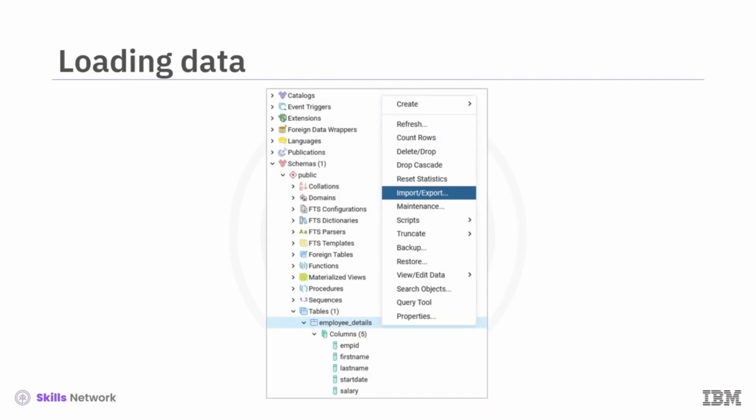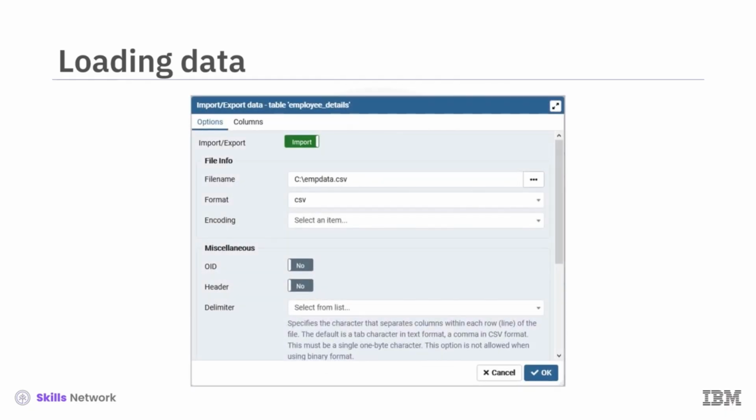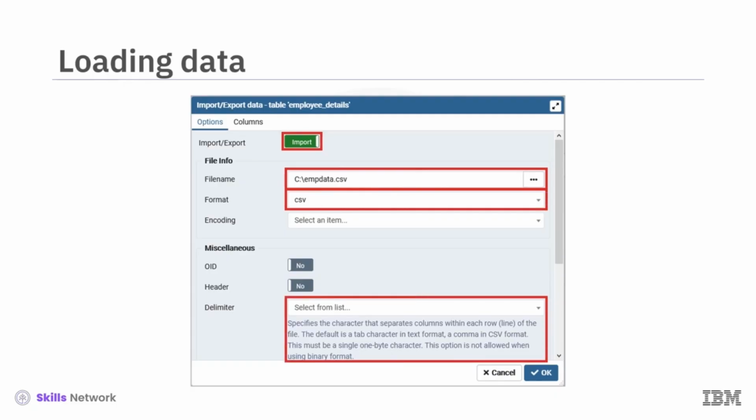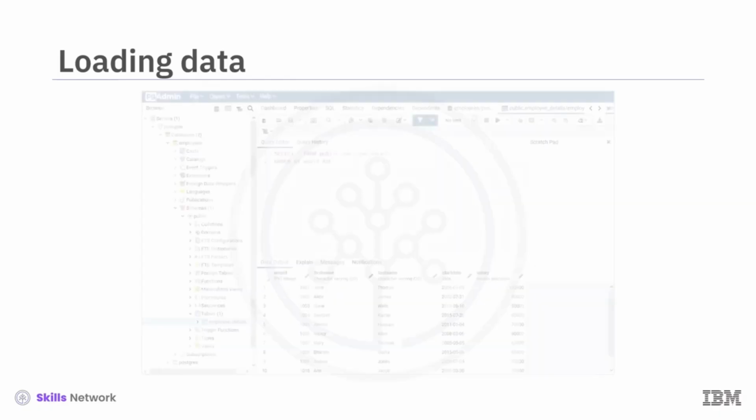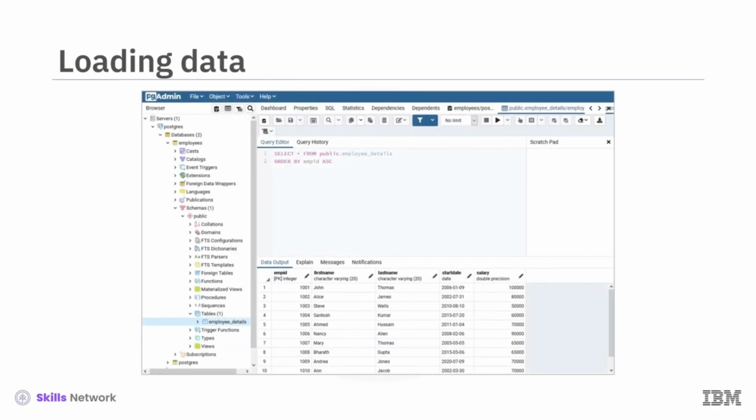From here, you can use the Import/Export function to load data into your new table. Within the Import/Export data box, opt for Import, and then specify the location and file name for your data file. If you're loading data from a CSV file, there is no need to specify the delimiter as it's the default option for CSV files. You can then use the View/Edit Data option to review the loaded data. This runs an SQL query to display the data in the selected table.